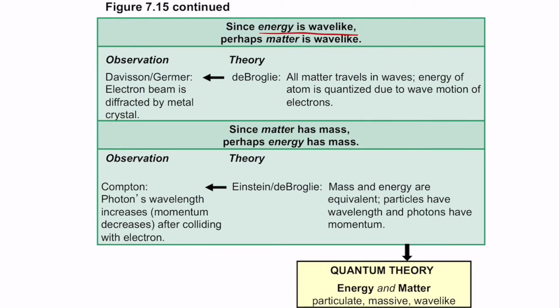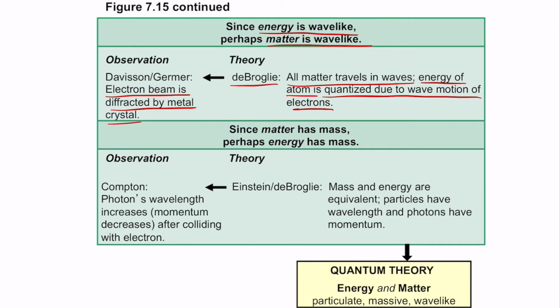Now, since energy is wave-like, perhaps matter is also wave-like. So the observation was that the electron beam is diffracted by a metal crystal, proposed by de Broglie. So de Broglie basically stated that all matter travels in waves and the energy of the atom is quantized due to the wave motion of electrons.